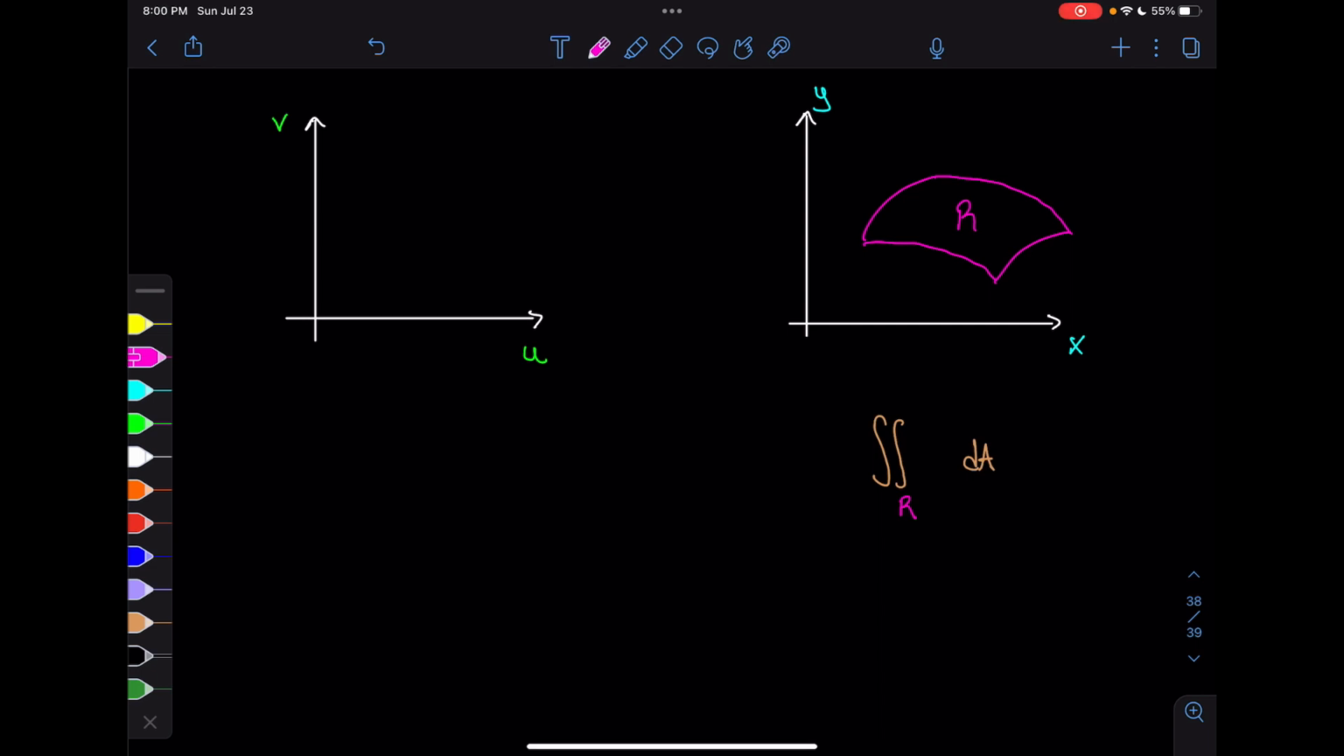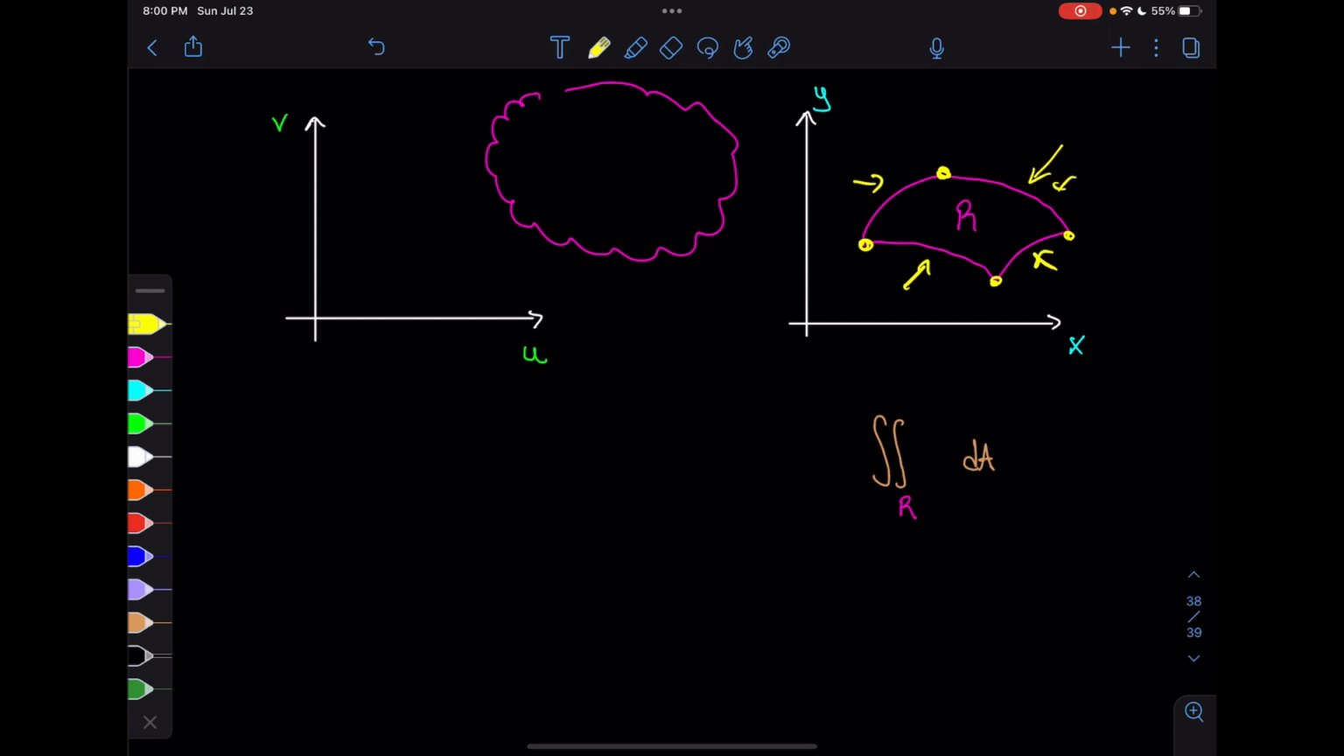And the question is, well, Dylan, I feel scared. I don't know how to describe this. What if I can't describe this region very well? Even if I give you these 4 points, this one's curved, that one's curved, this one's curved, that one's curved. How do you even describe the x and the y bounds for something that looks like that? How do you do it?